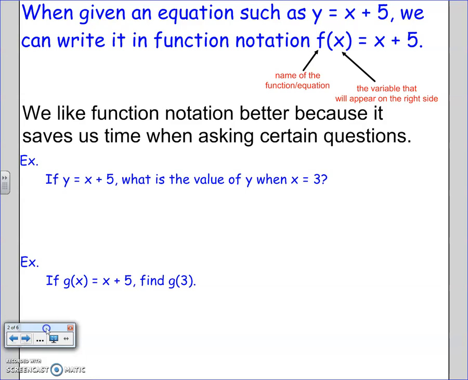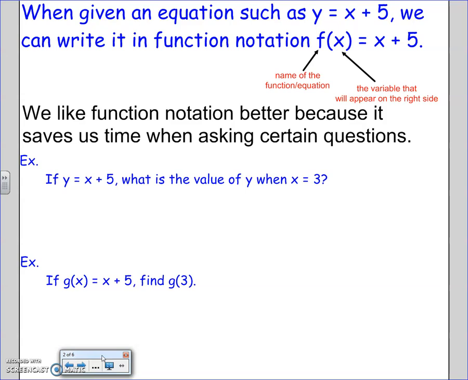So when given an equation, we sometimes see y equals x or something. Sometimes we'll see an f of x equals something. When we see f of x, that's function notation, where the first letter f is not a variable, but it's the name of the function. Sometimes we see g of x, where it's equation g, or h of x, where it's equation h. And then the thing inside the parentheses is the variable we see on the right side. We actually like function notation better because it saves us time when asking questions.